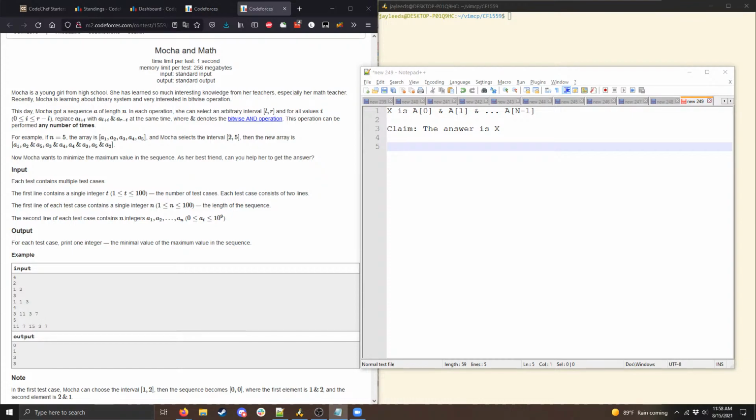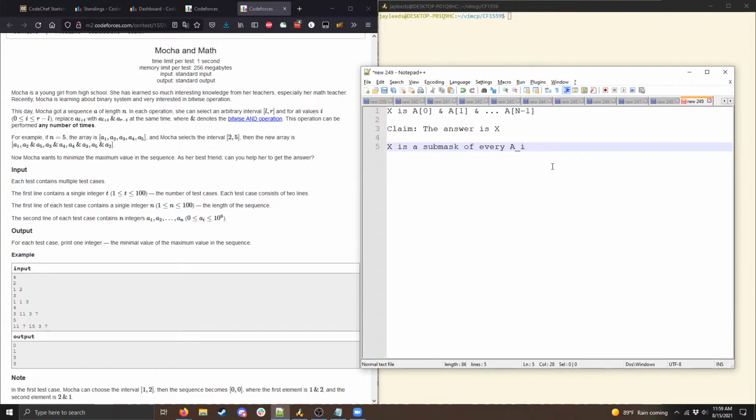The second half of the proof is easier, because realize that x is a submask of every a sub I. The idea is that wherever a sub I has zeros, because of the definition of bitwise AND, x is also going to have zeros there. And so all of the ones in x have to also be ones in a sub I, because the ones in x are at the positions where we have ones in all the a sub I. So x is a submask of every a sub I.